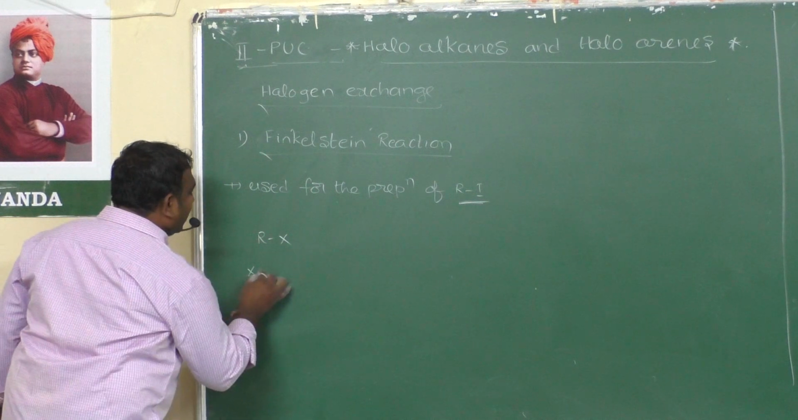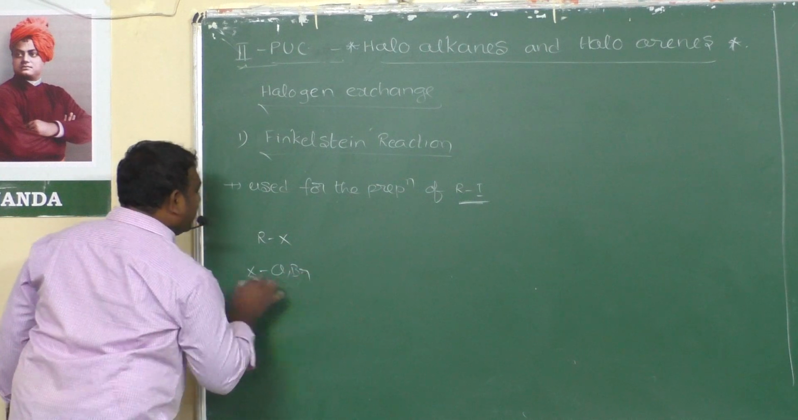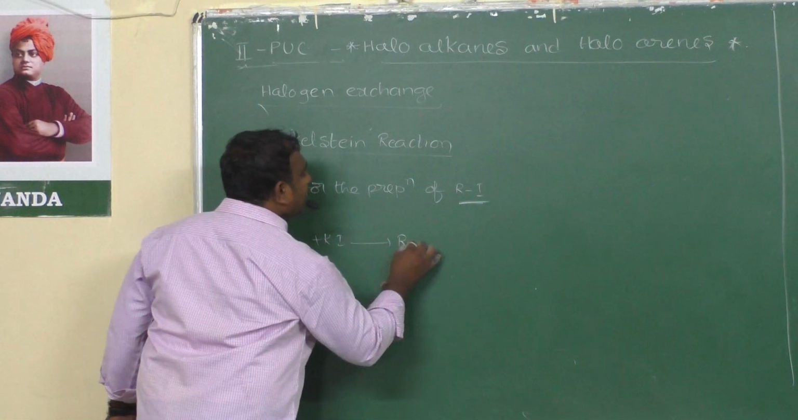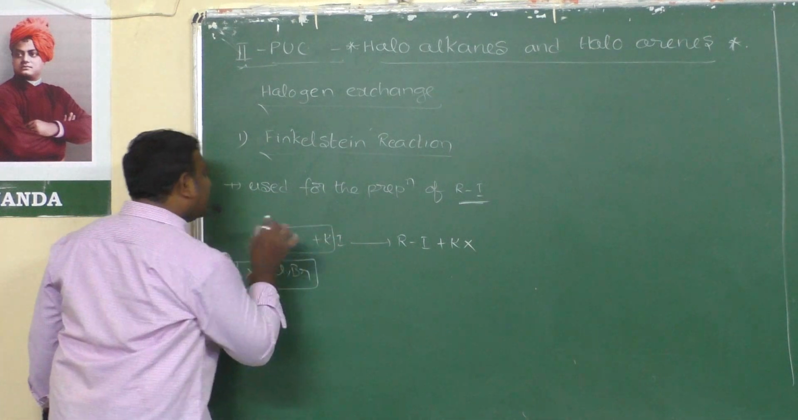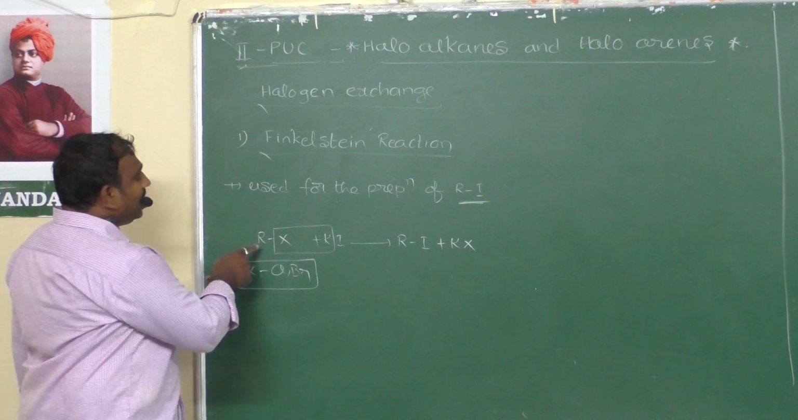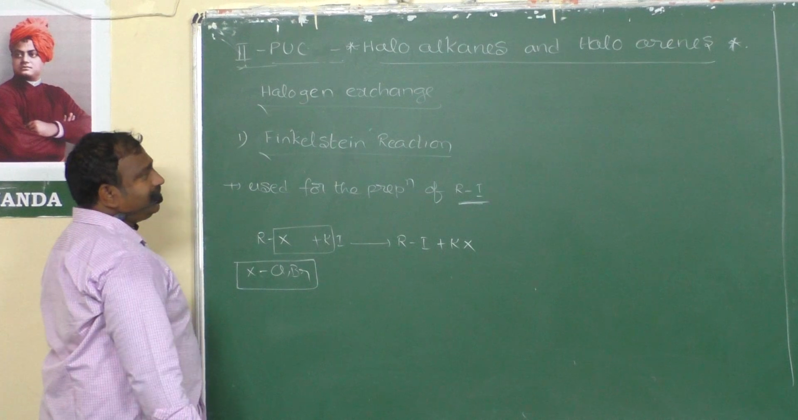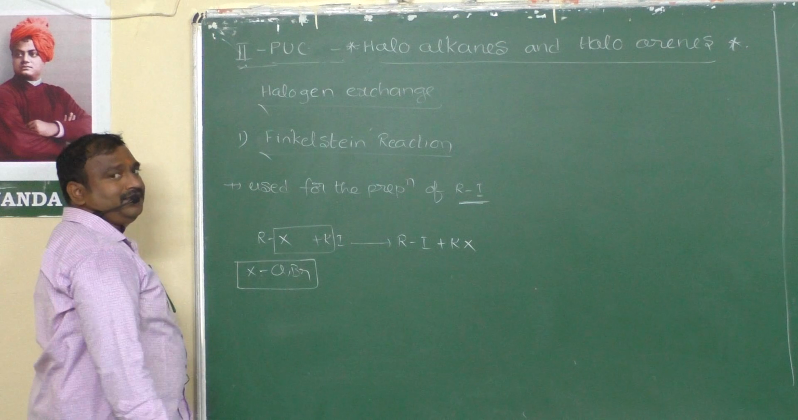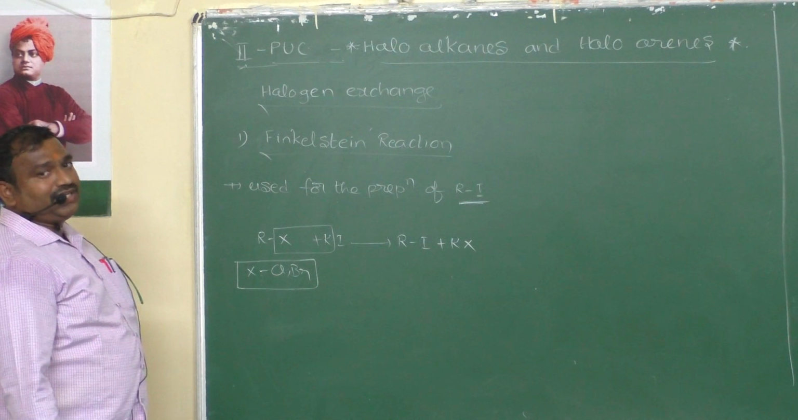When an alkyl halide containing chlorine or bromine as the halogen atom reacts with KI, then alkyl iodide is obtained. This reaction is called the Finkelstein reaction.